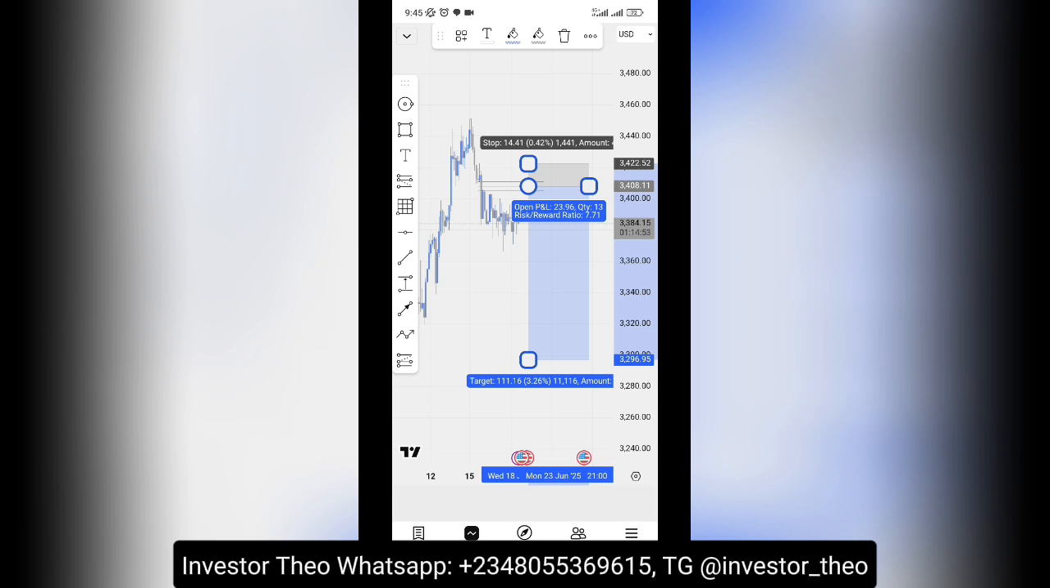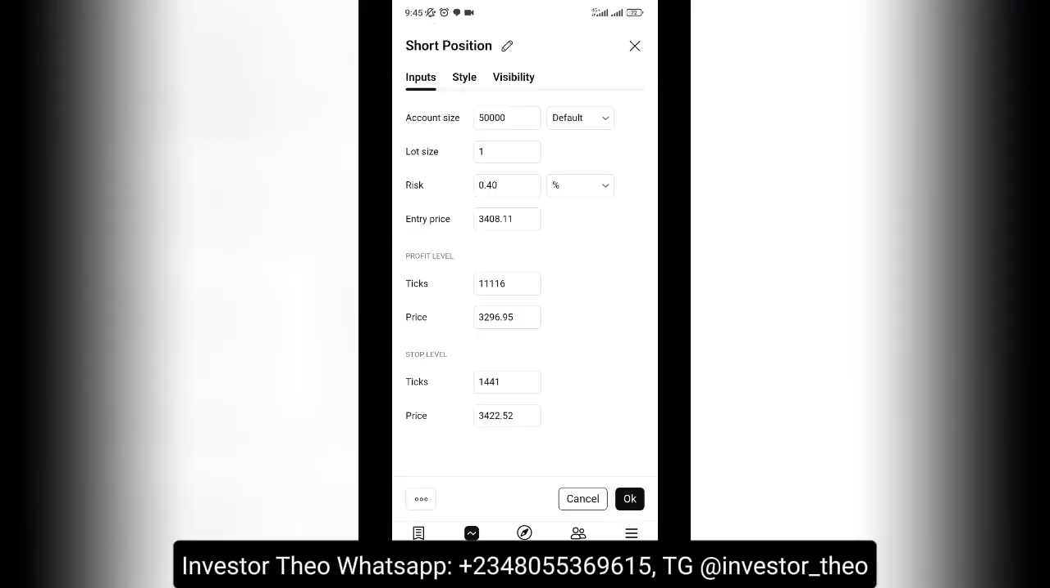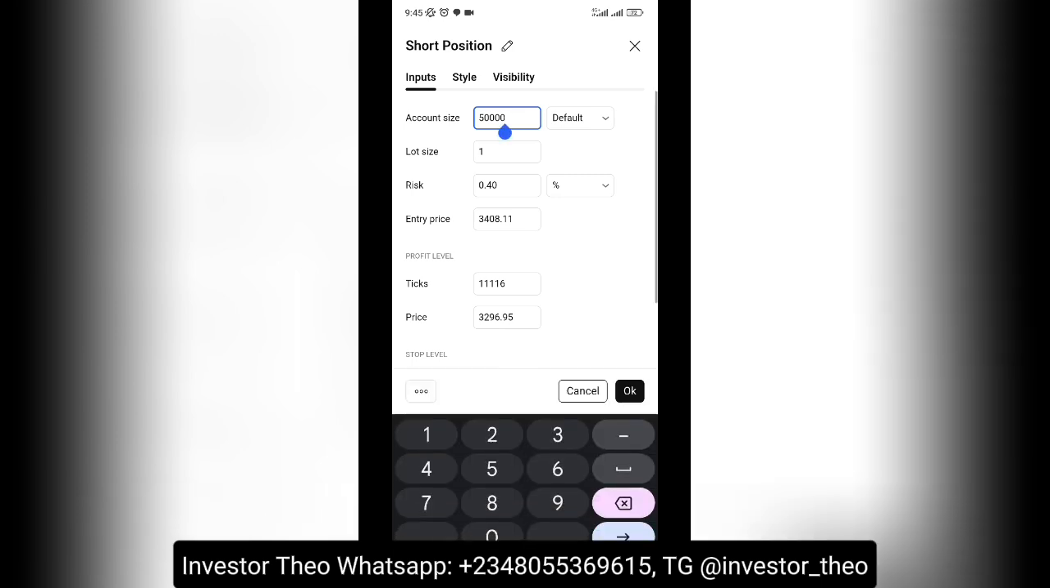When you click on settings directly, it will load up and show your account balance. I'm using a $50K account for this example. So let me try to reduce it down to something I think a lot of people can afford. If you are trading prop firm, you can use the $5K account.